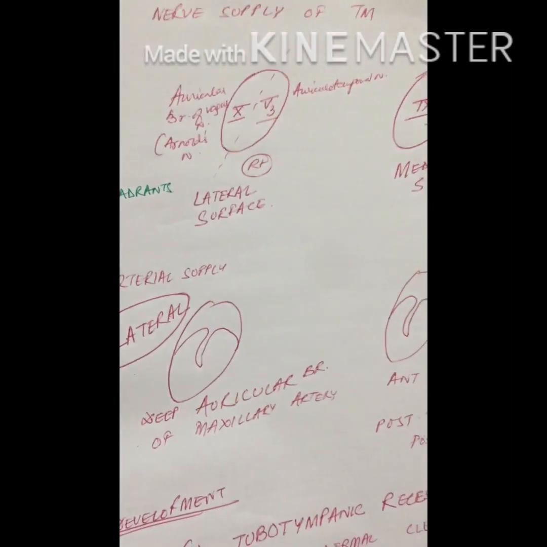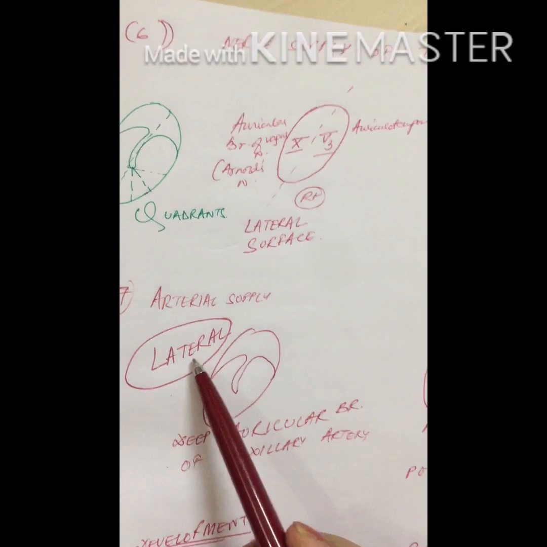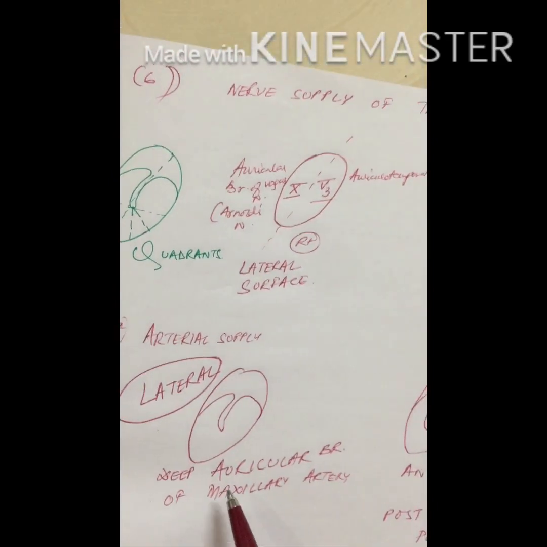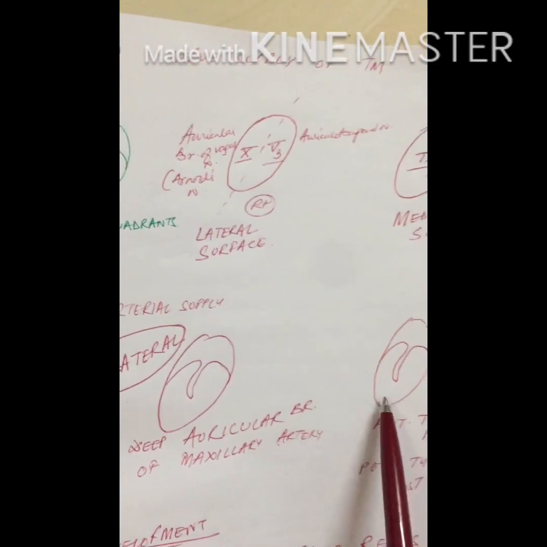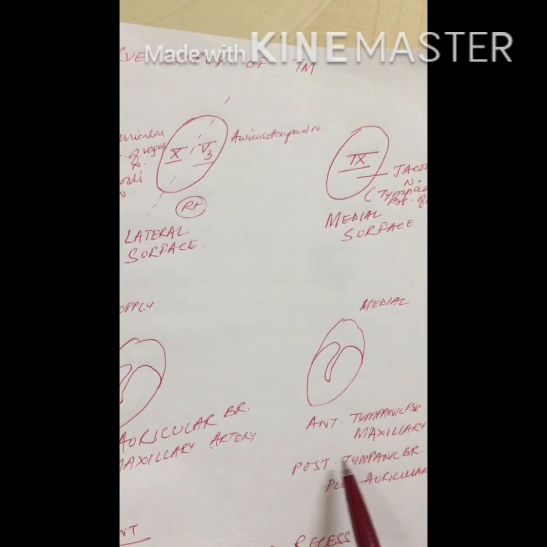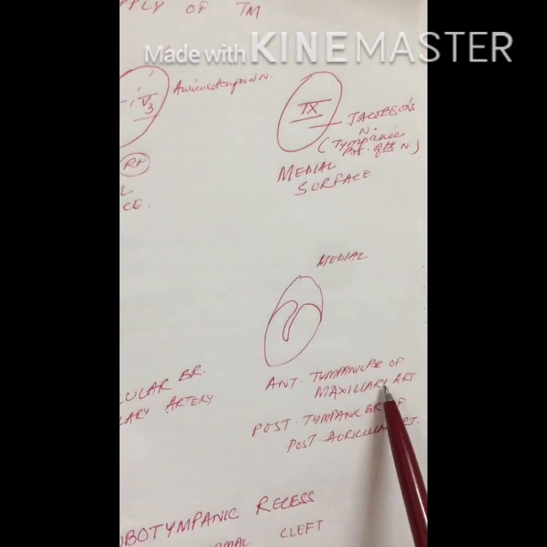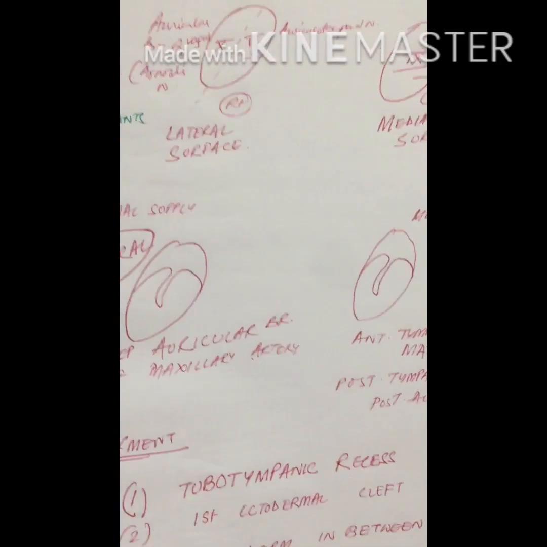So now you know the lateral surface has its own nerve supply, the medial surface has its own nerve supply. Arterial supply. The lateral surface of the tympanic membrane is supplied by deep auricular branch of the maxillary artery, and the medial surface is supplied by anterior tympanic branch of the maxillary artery and posterior tympanic branch of the post-auricular artery.